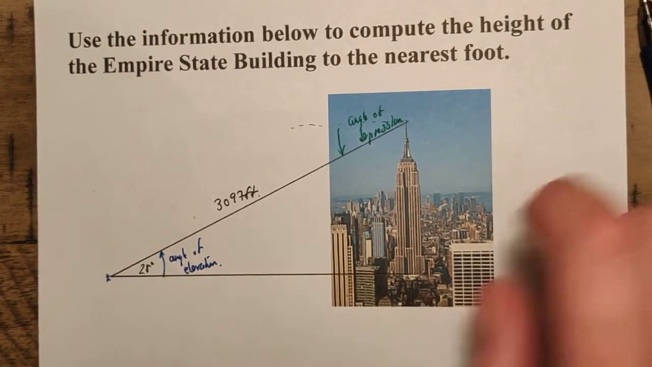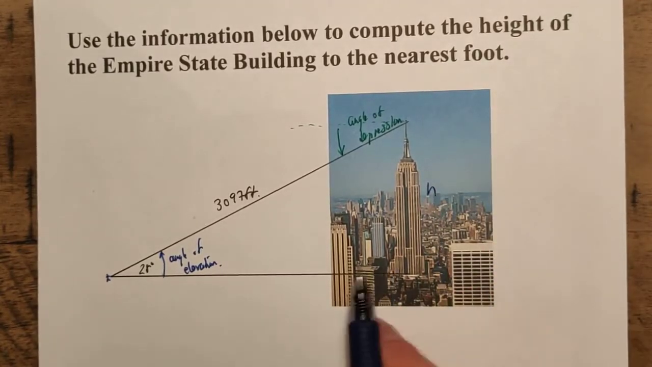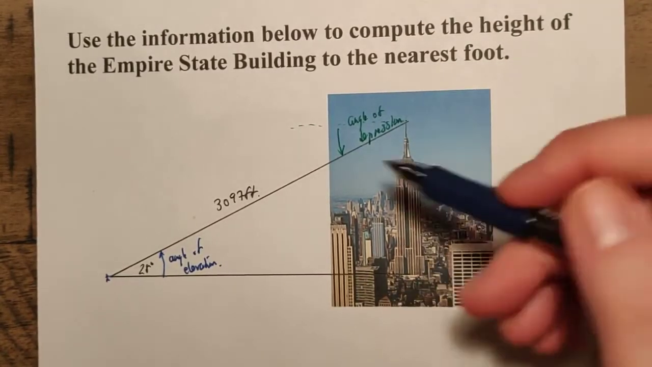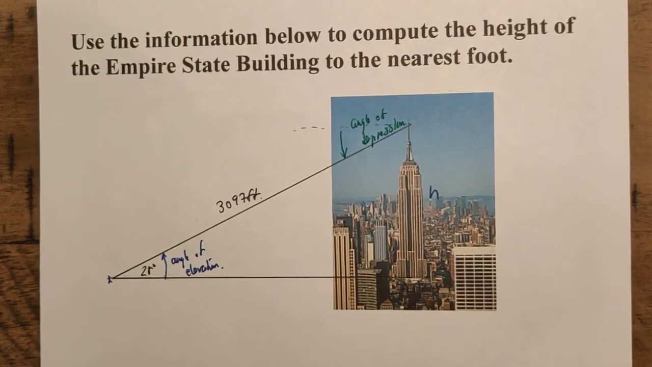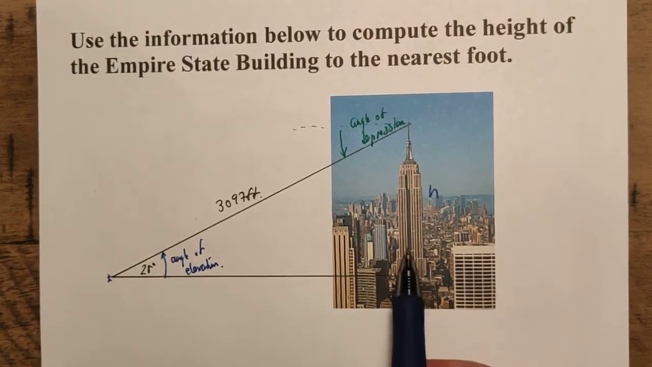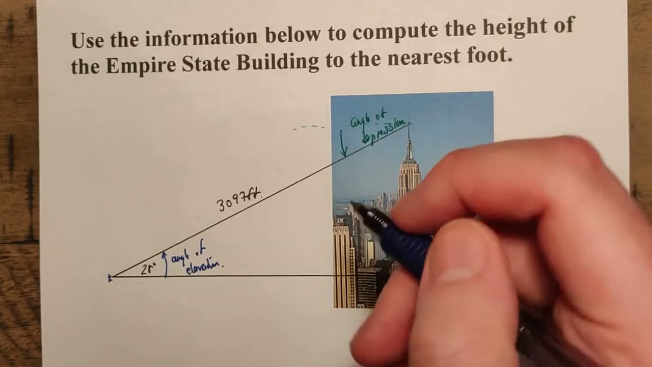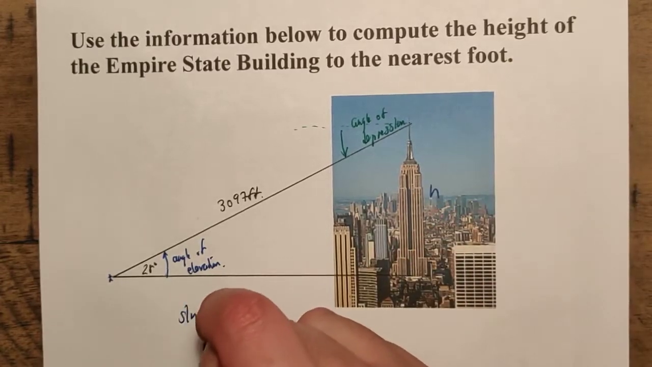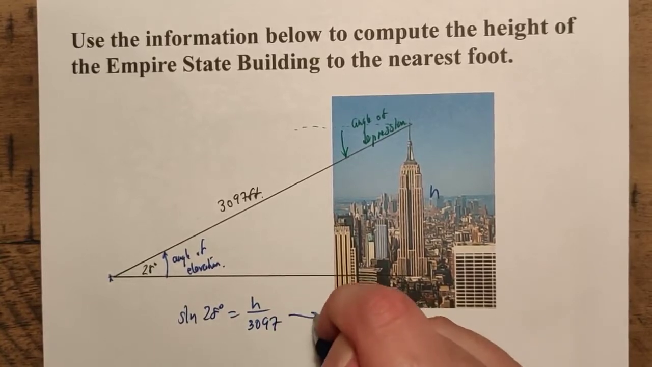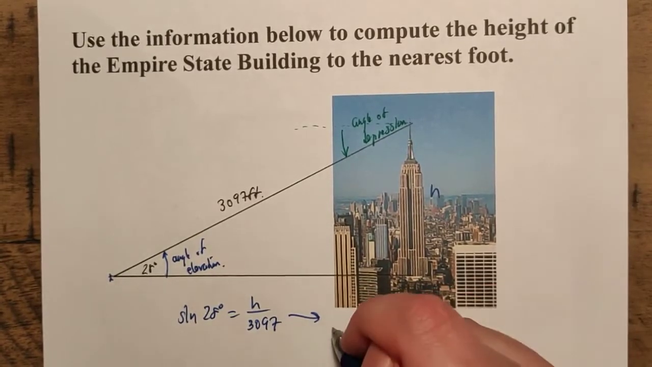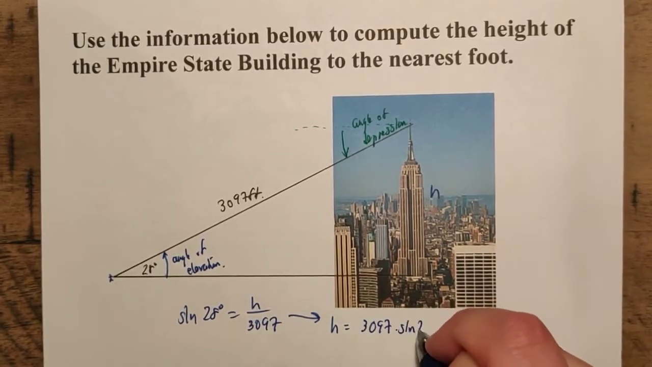Note how in this situation, here's the height of the building. We'll call it H, and we have a hypotenuse here. So we should choose the appropriate trig ratio. In this case, we can choose sine, because we have the angle, we have something opposite the angle 28, and we have this height here. Let's calculate this. We know that sine of 28 degrees is going to be h over 3,097. So we can multiply both sides by 3,097 and get h equals 3,097 times the sine of 28 degrees.